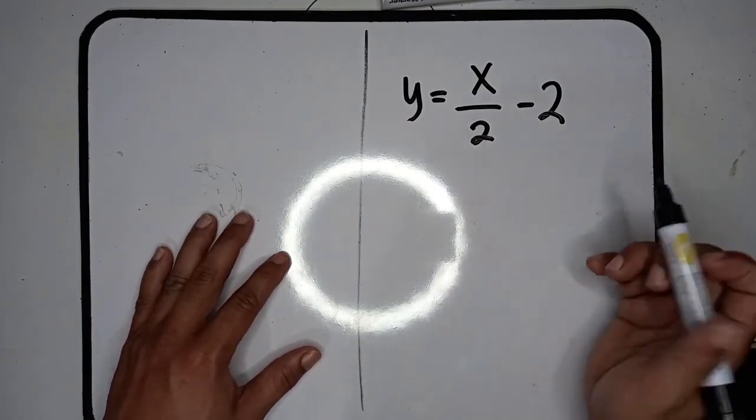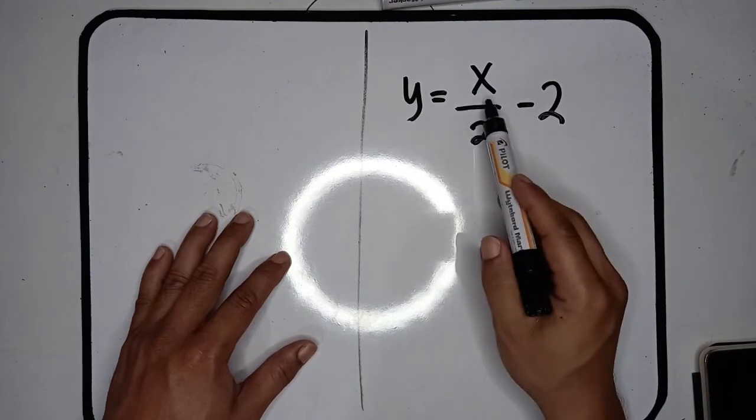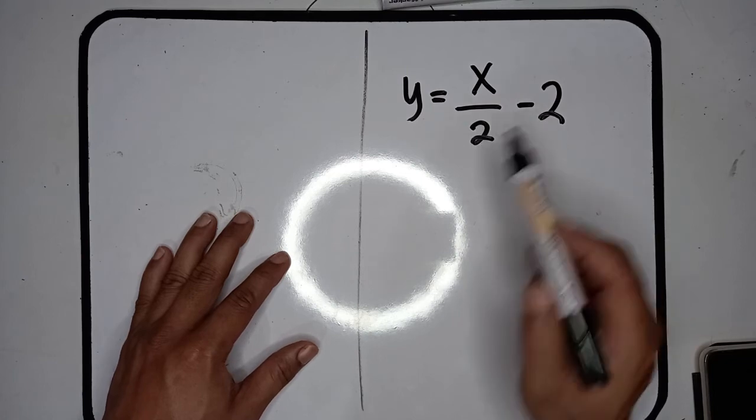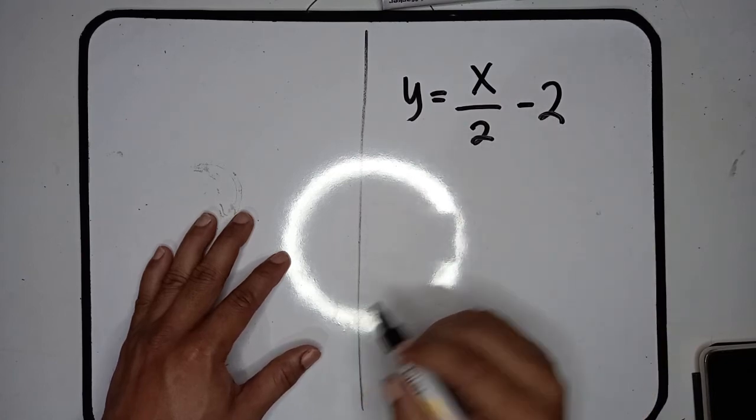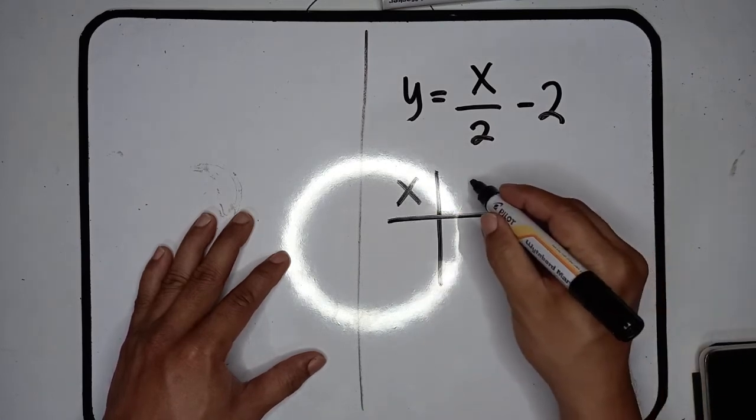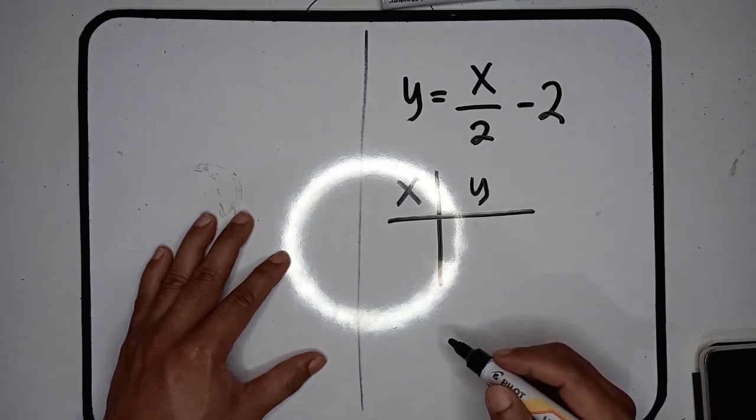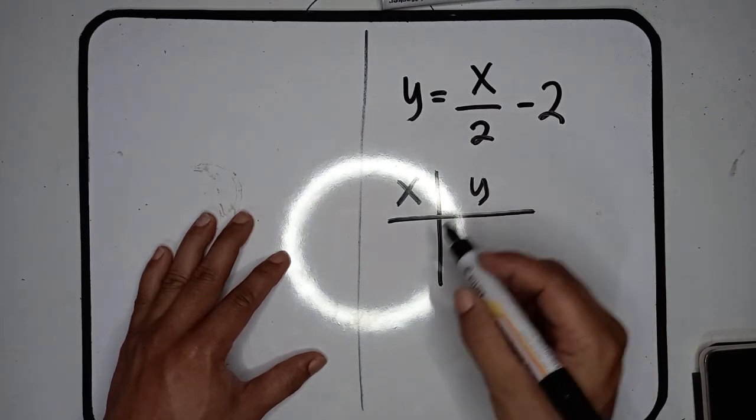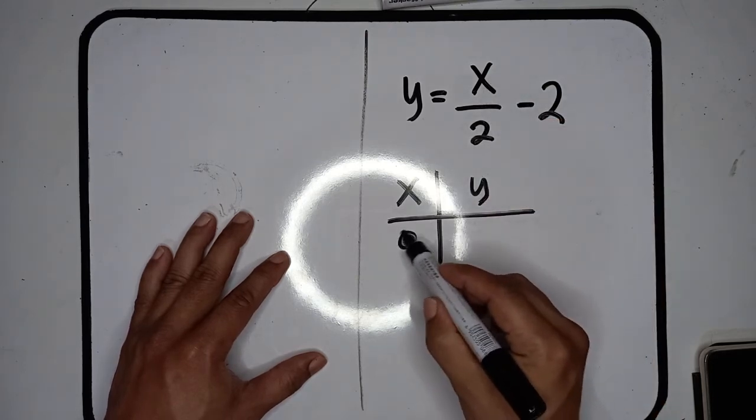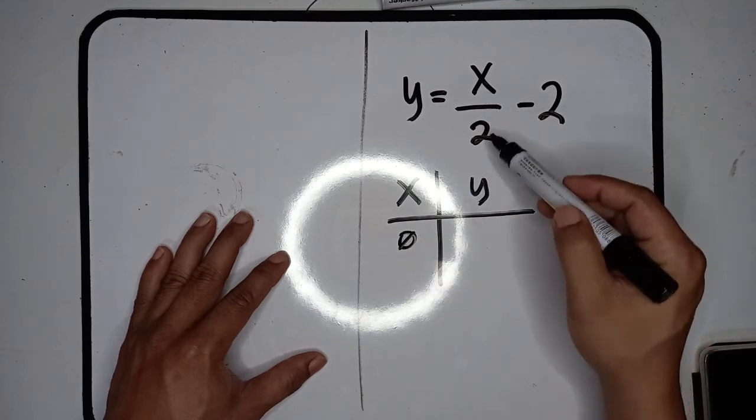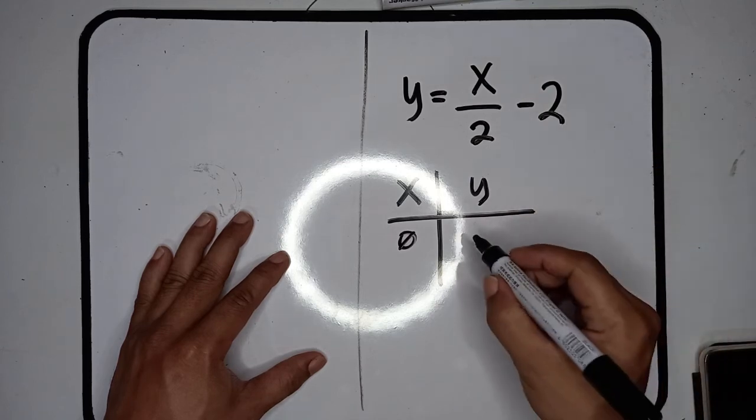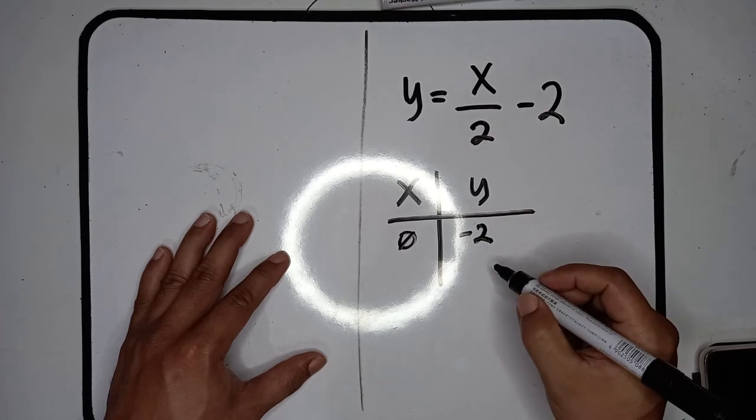Okay, so remember again that our y is dependent on the value of our x divided by 2, and then subtract 2. So let's write it down using our table. So let's say if our x is 0, divided by 2, that is 0. 0 minus 2, that is negative 2. That is now our y.